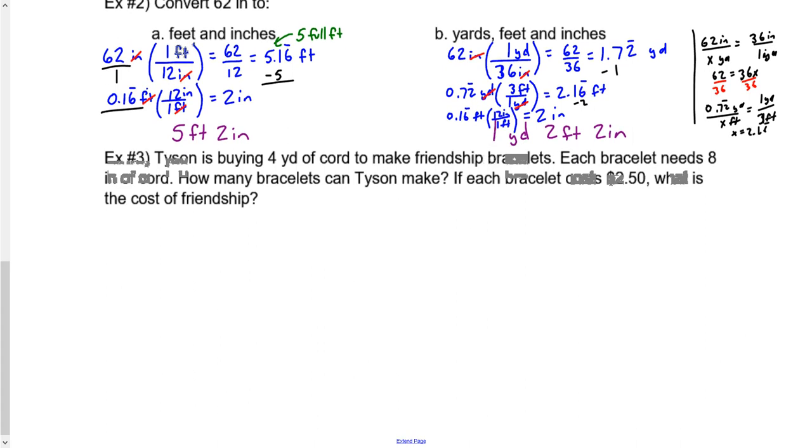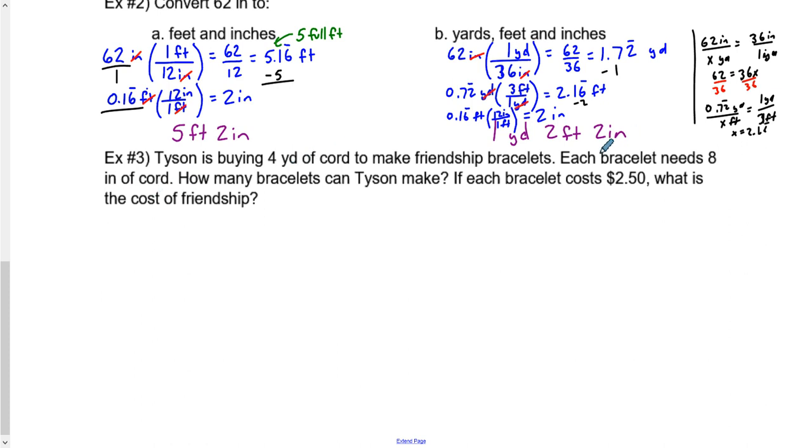Last one about Imperial is Tyson is buying 4 yards of cord to make friendship bracelets. Each bracelet needs 8 inches of cord. How many bracelets can Tyson make? If each bracelet costs $2.50, what is the cost of the friendship bracelets? So what we need to do is see how many bracelets we can make if we have 4 yards of cord.